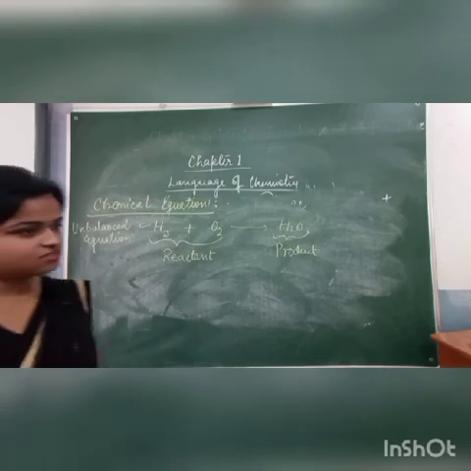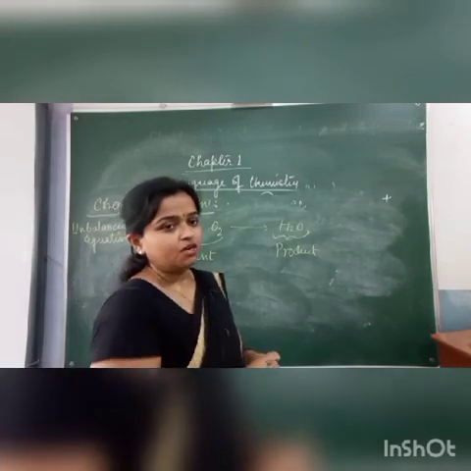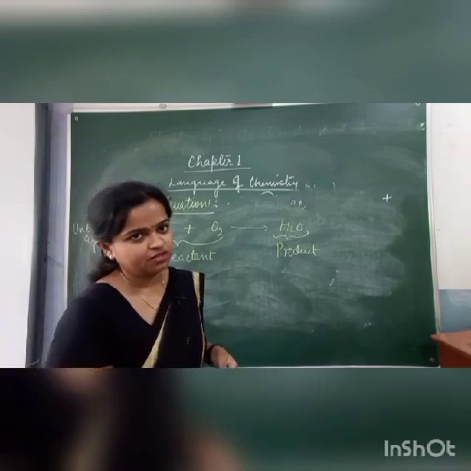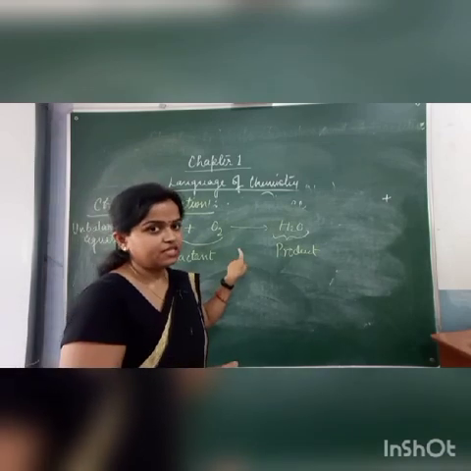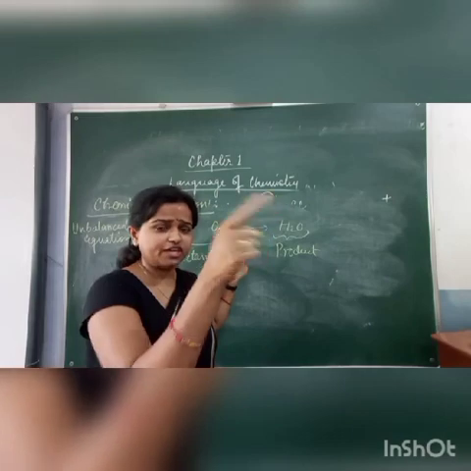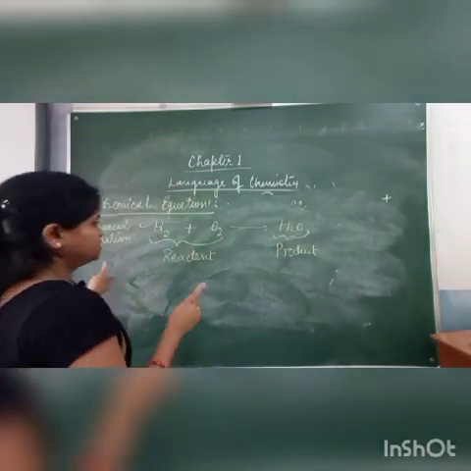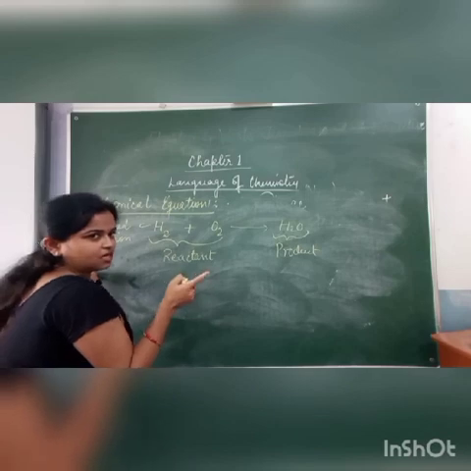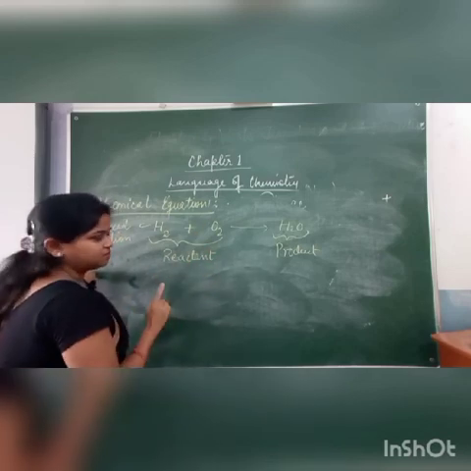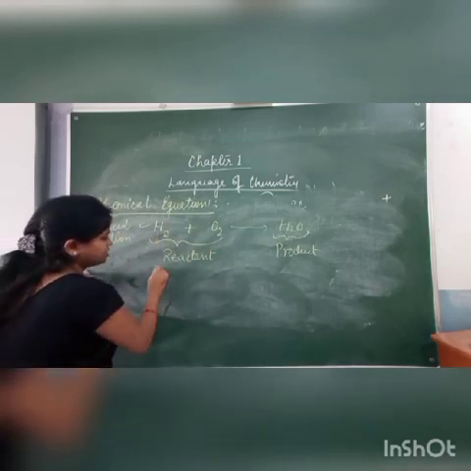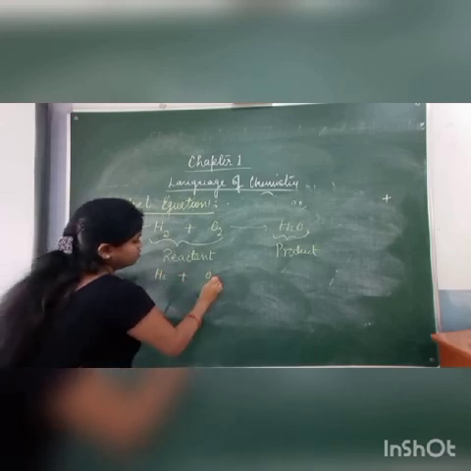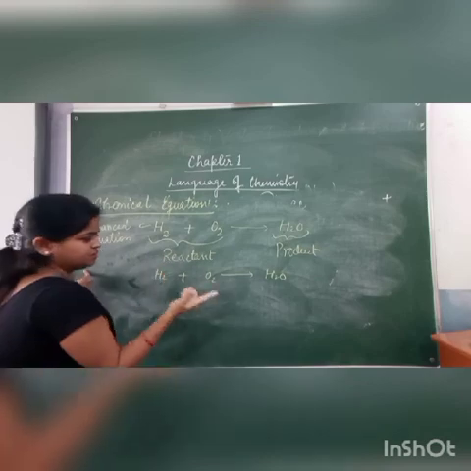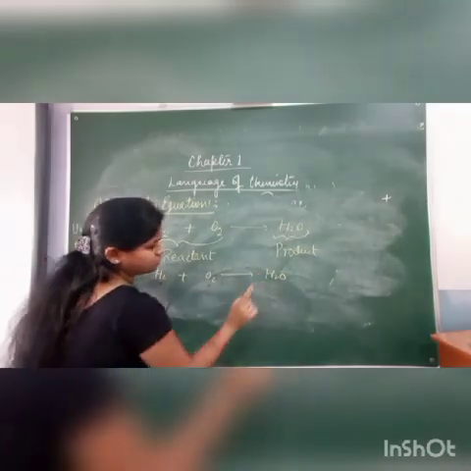Now if we want to balance it, there are 2 methods. One is the hit and trial method given in your book, and the second is the partial equation method. First we will see how to do hit and trial, which we already do by checking the number of atoms of each element and then multiplying. H2 plus O2 gives H2O: 2 hydrogen balanced, 2 oxygen and 1 oxygen.